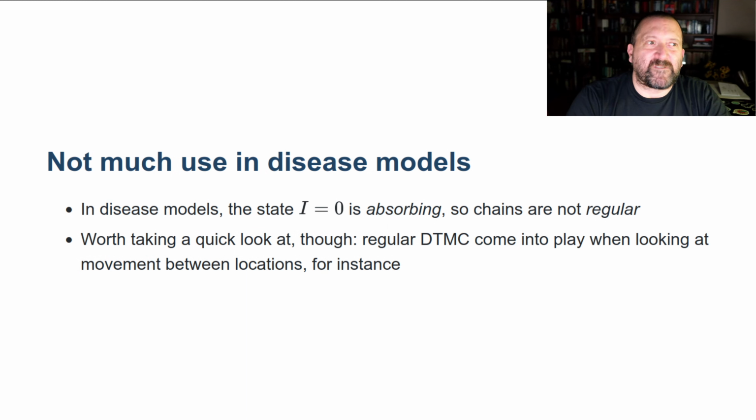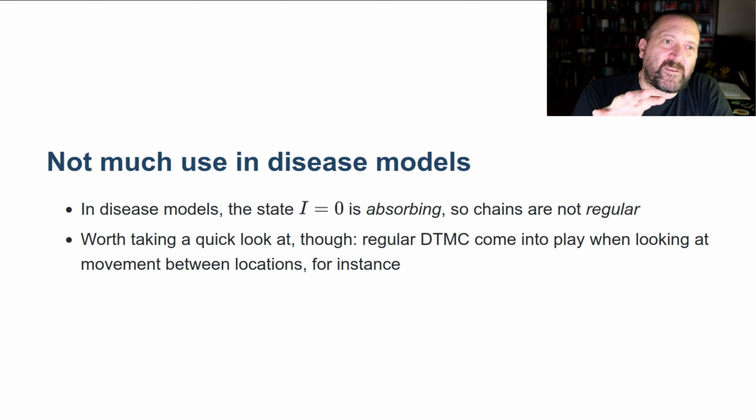Regular Markov chains, I will point out, are not very much used in disease models, because in most disease propagation models, when you have something like a state i equals 0, it's going to be what we call absorbing, and I'll come back to that later. When you have an absorbing state, you don't have a regular Markov chain. You have an absorbing Markov chain, and therefore what I'm going to be talking about right now is not applicable.